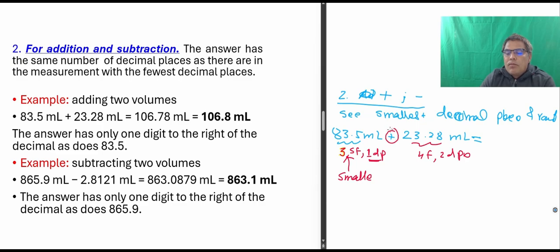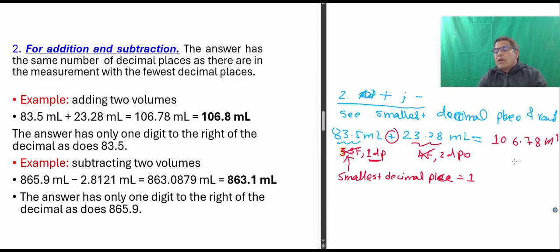But what is the symbol here? Plus. You are adding, so sig figs are not useful; you are using the decimal place. That's why you will round off the number to 1 decimal place, the smallest decimal place. You are getting 106.78. Now you have to round to get 1 decimal place: 106.8 ml. That is your answer. So addition and subtraction don't care about the significant figures; you have to see the decimal place.